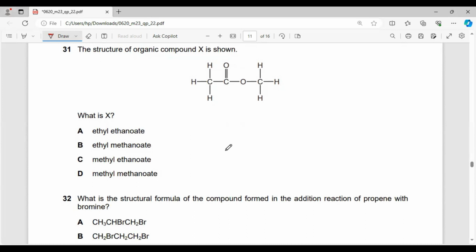The structure of organic compound X is shown. What is X? Now, as it is an ester group, C double bond O, O. On the right hand side, we are having only one group, which is methyl. So we have C and D options with methyl. On the other hand, we are having 1 and 2 carbon atoms here, which is ethane. As it is an ester group, the ending of the name will be -oate. So it is methyl ethanoate.